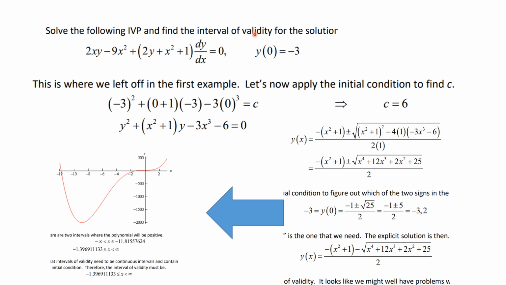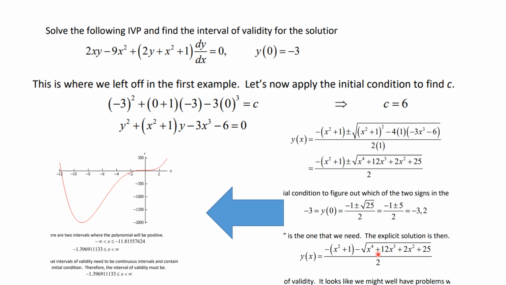But that's what we use to figure out which one we have to use. Is it the plus or the minus? Well, y is minus 3 when x is equal to 0, so you can do the calculation. You find out it has to be the minus, because I have to have a minus 1 minus 5 over 2 to get minus 3. So that is my explicit solution.